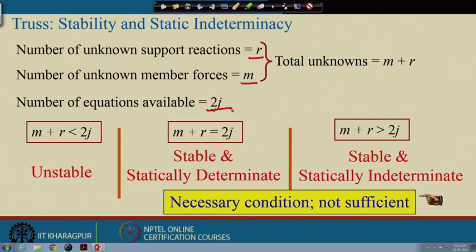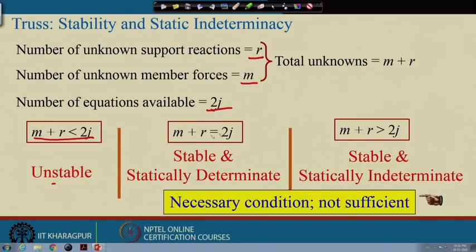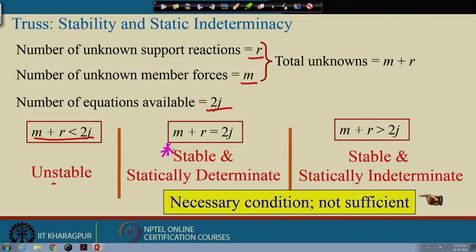Then we have 3 cases, depending on whether M plus R is less than, equal to, or greater than 2j. If M plus R is less than 2j, it means your number of unknowns is less than the number of equations available, and the structure becomes unstable. When it is exactly the same, the structure becomes stable and statically determinate. Now, I would like to emphasize this point, stable here. You can put a star mark here, and again if M plus R is greater than 2j, we say the structure is indeterminate, again put a star mark here, stable.